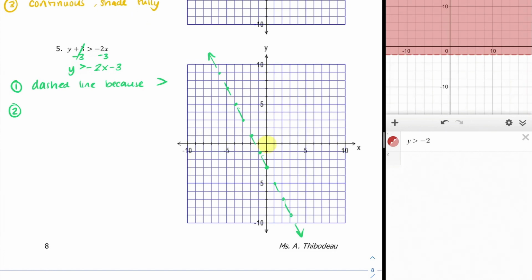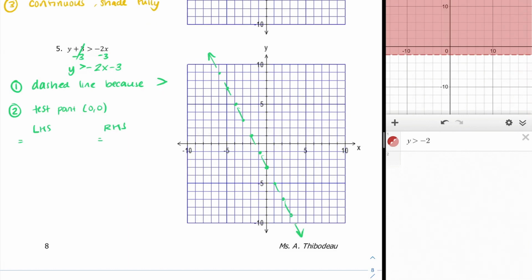Anywho, now we have to pick a test point, and if we're looking for a test point, check out that beautiful 0, 0 that is not located on my graph boundary line at all. Life is beautiful. So I'm going to choose it. Test point of 0, 0. And I'm going to break my inequality up into a left-hand side and a right-hand side.